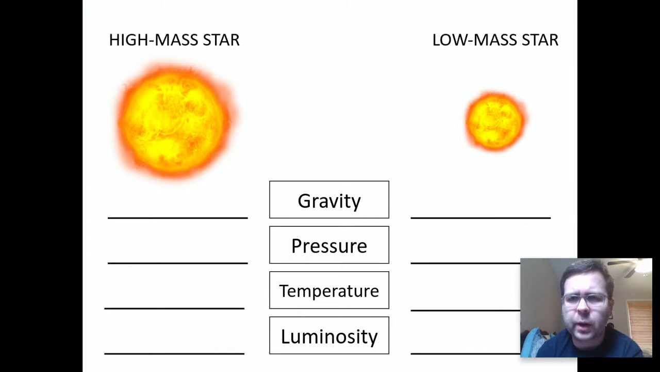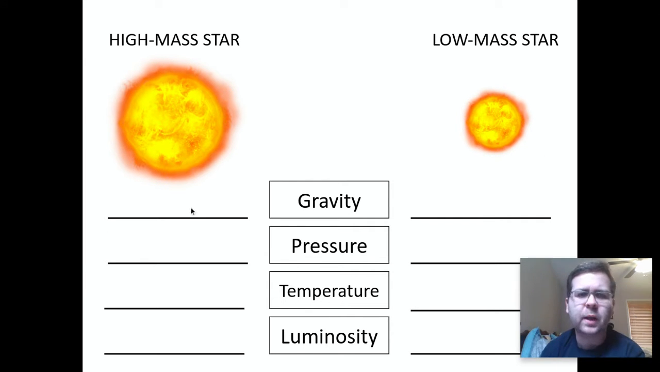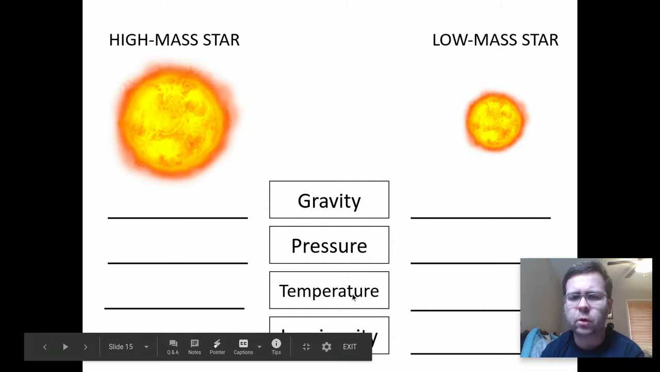So if we do a little comparison here, and I'll have you do something like this, comparing the high mass star and the low mass star, we already said the high mass star has higher gravity. In terms of pressure, it has to be the high mass star again, because pressure is what balances gravity. Because it's got more pressure in the core, that means there must be a hotter core. It must be hotter. So high mass star is hotter, low mass star is cooler.